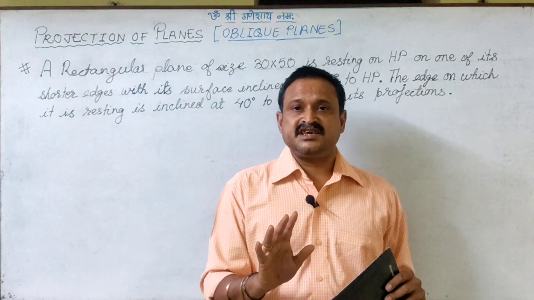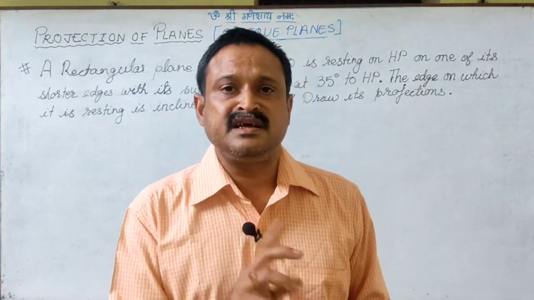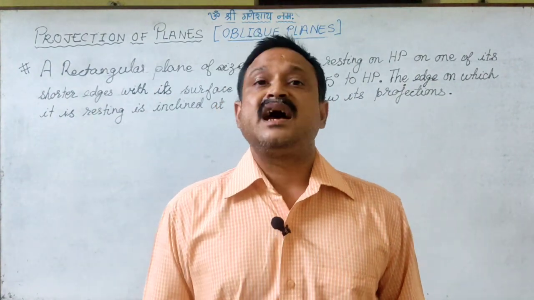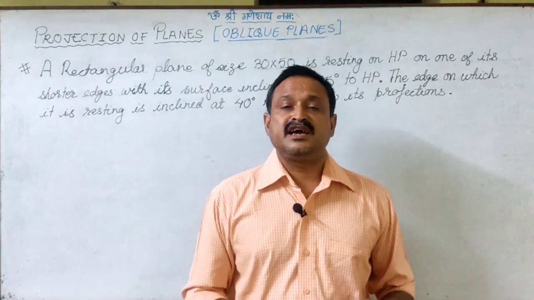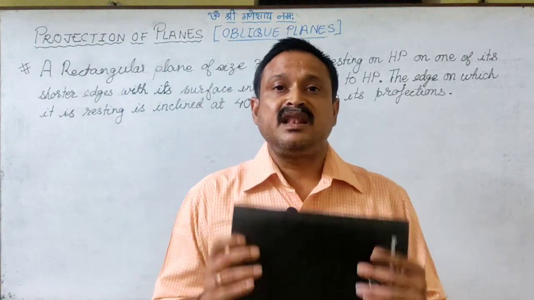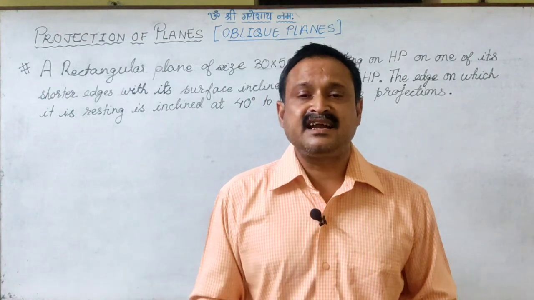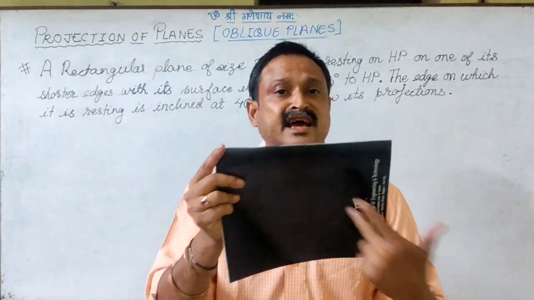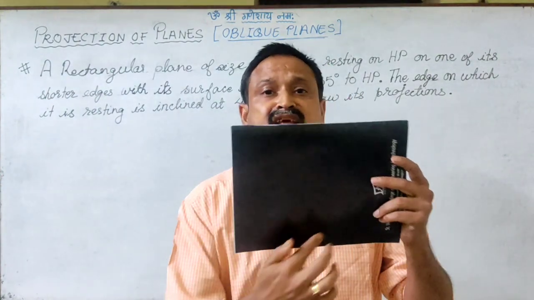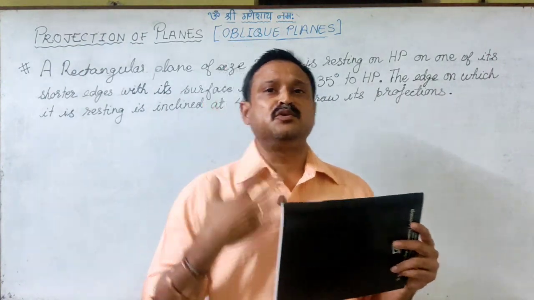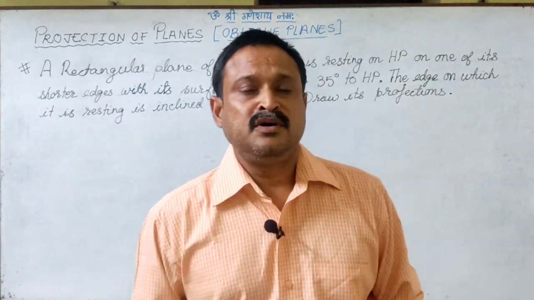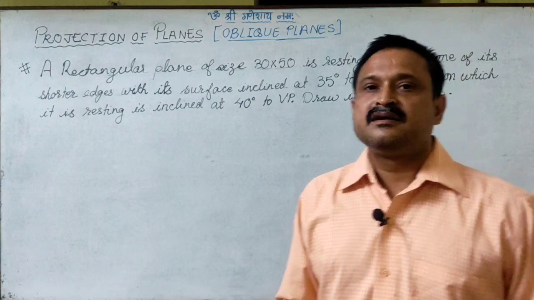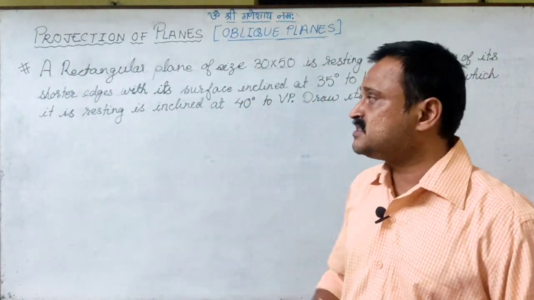So one of the inclinations will definitely be expressed as the surface inclination, and the other inclination will be expressed with the help of some line on that plane, and that line can be any edge of that plane, or a diagonal of that plane, or any line on that plane which will be known to us. Fine. It will be very easy to understand the projection of oblique planes with the help of an example.